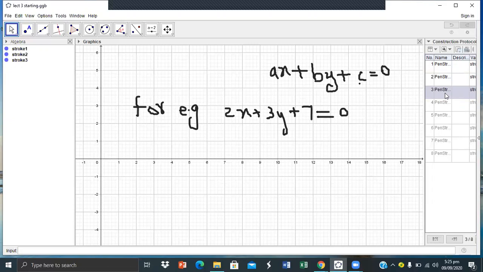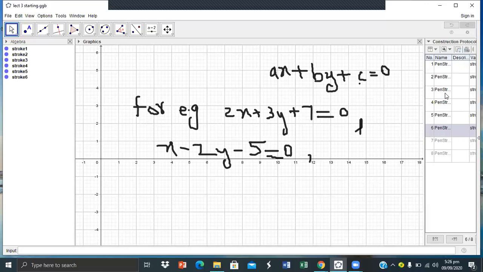For example, 2x plus 3y plus 7 equals 0. Here a is 2, b is 3, and c is 7. So if you draw the graph of this equation, it is representing ax plus by plus c. One more example of this is x minus 2y minus 5 equals 0. You can see that here a is 1, b is minus 2, and c is minus 5. So again, this type of equation represents ax plus by plus c.